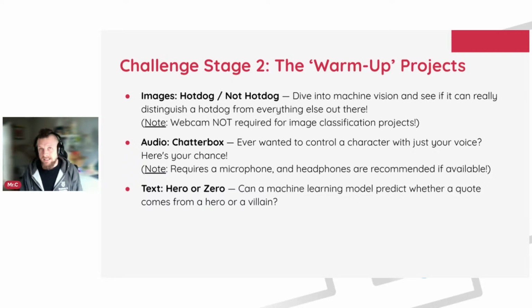And then the third one is hero or zero. So that's a text classification project. And so that one there, you get a machine learning model by giving it a bunch of quotes from heroes in literature and fiction and a bunch of villains in literature and fiction. And then it can determine when you type things in whether that's heroic or a villainous thing to say. So those are the warm-ups.